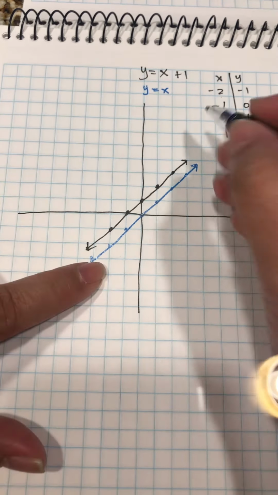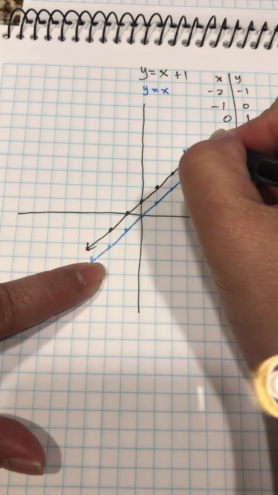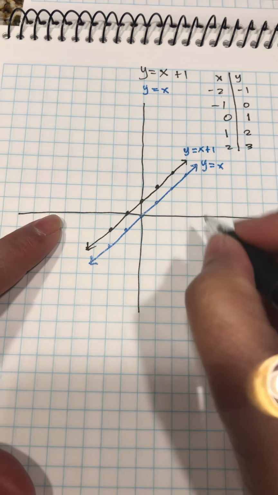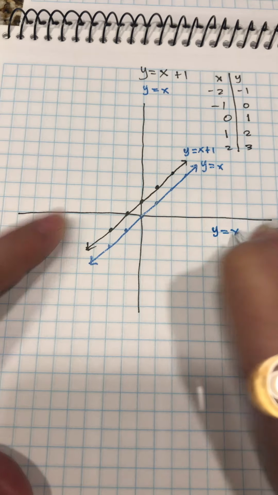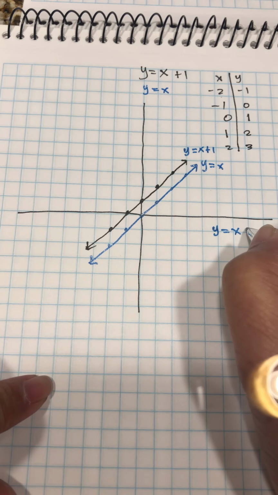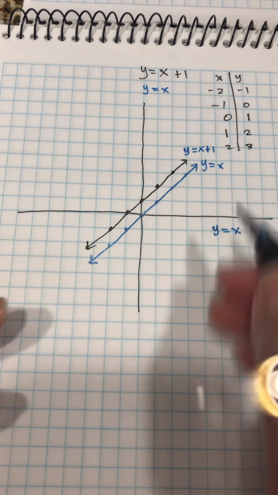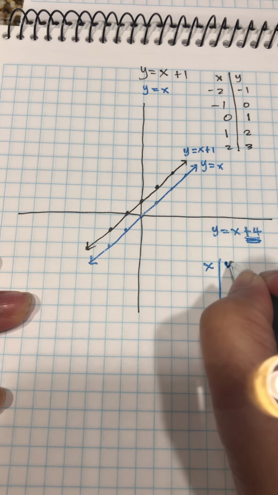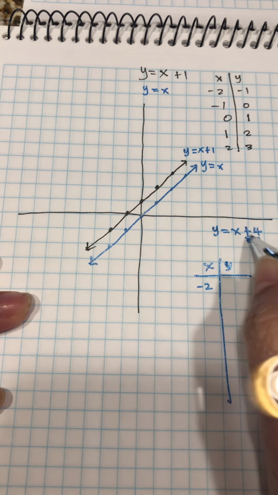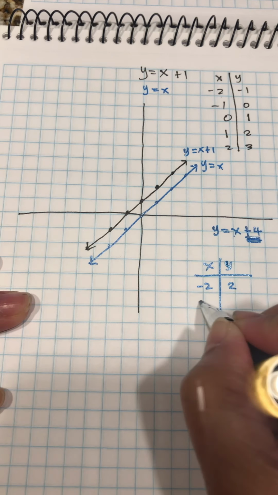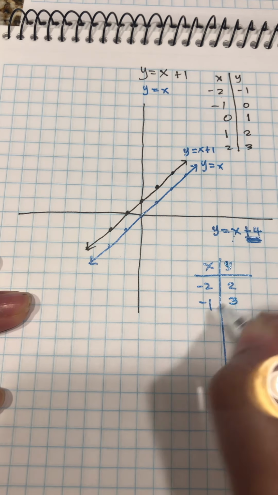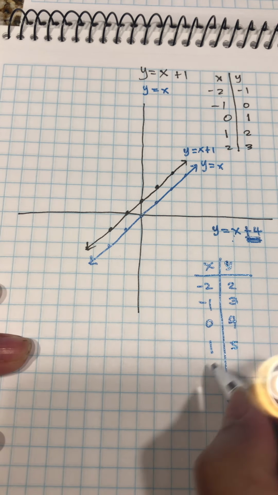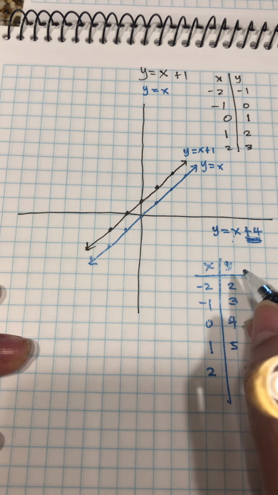Okay, so this is our y equals x. This is our y equals x, but we added 1. Okay, so now let's see what happens if we will have y equals x, and then we are adding 4. Okay, so this is the change that we're doing. So at -2, so -2 plus 4 is 2. -1 plus 4 is 3. 0 plus 4 is 4. 1 plus 4 is 5. 2 plus 4 is 6.